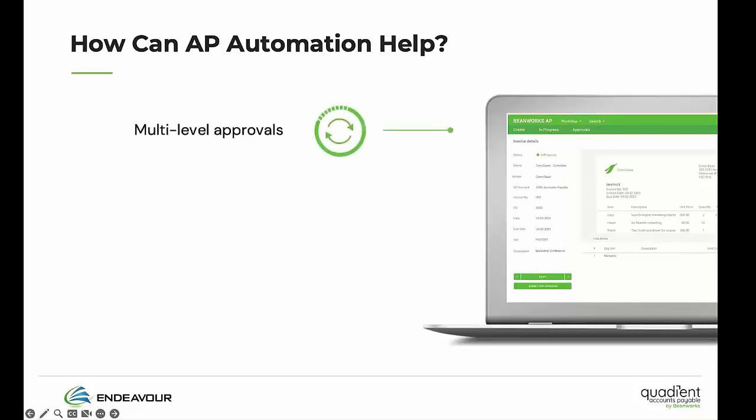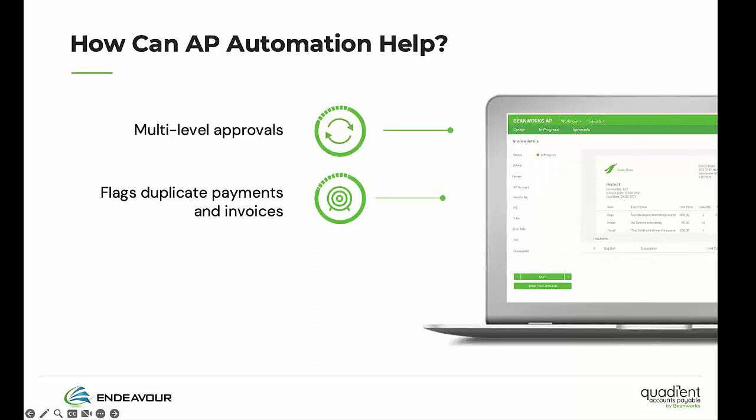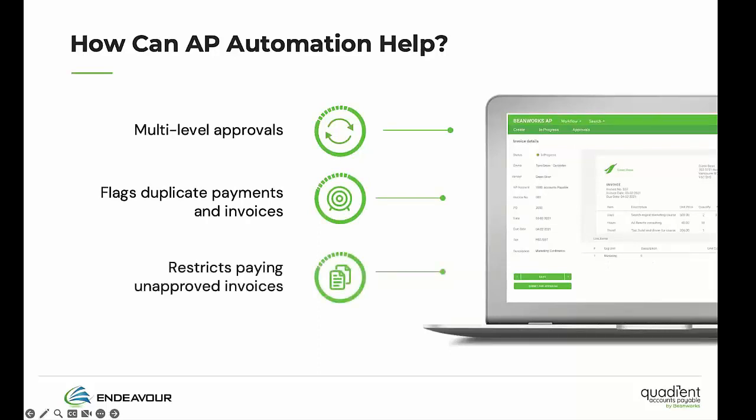Multiple online approval channels create accountability and allow for verification of vendors and detection of suspicious invoices. It also flags duplicate invoices and payments. And an automated solution also restricts paying unapproved invoices until the approval process is completed. So that way, CFOs have a tighter control of who approves invoices and when payments are made.